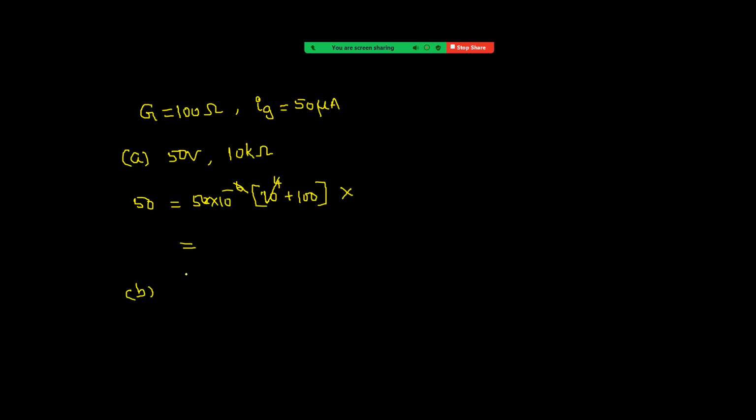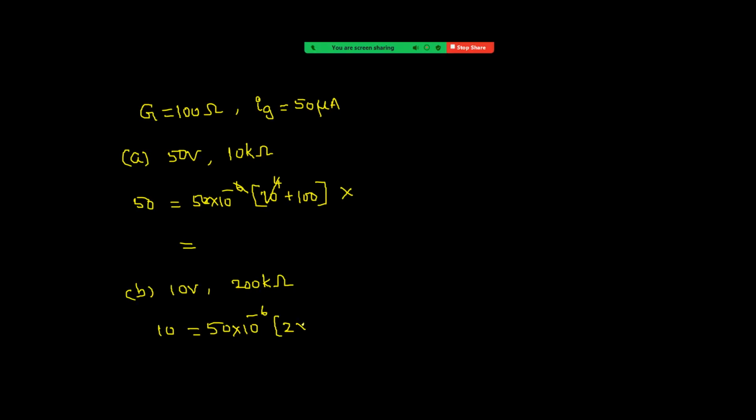Second option, we have to connect for a 10 volt range. We want a 10 volt range, and how much is to be connected? 200 kilo ohm in series. Let us cross check this. So V equal to I value 50 micro, so 50 into 10 power minus 6 into R plus G. Again, when compared to this, we can neglect the 100.